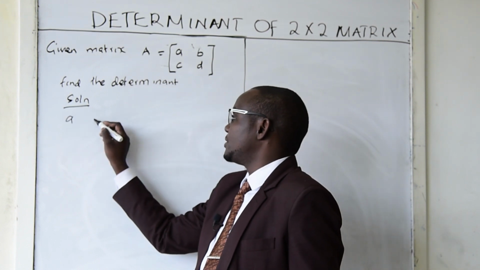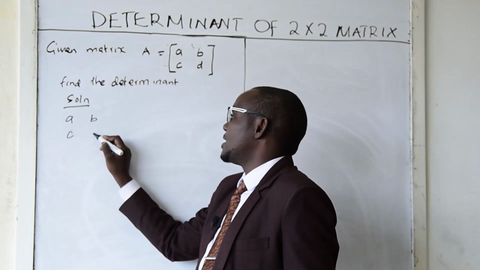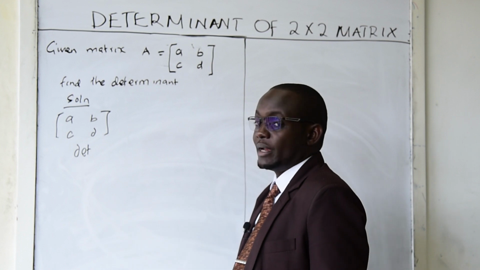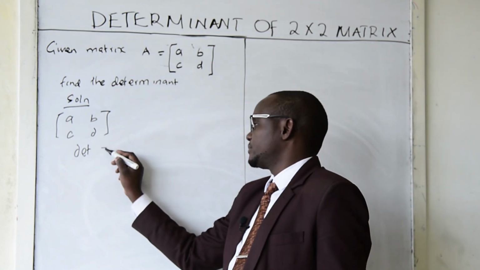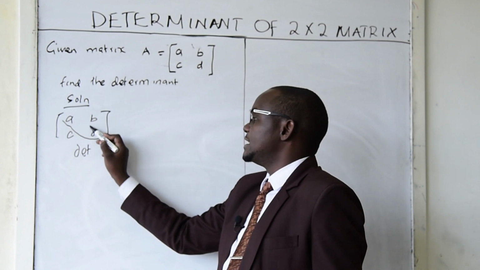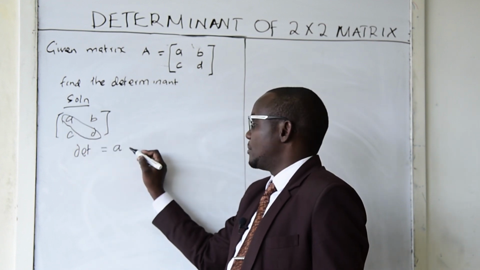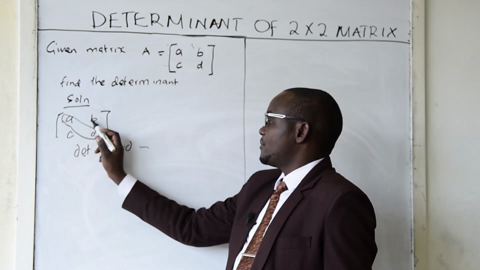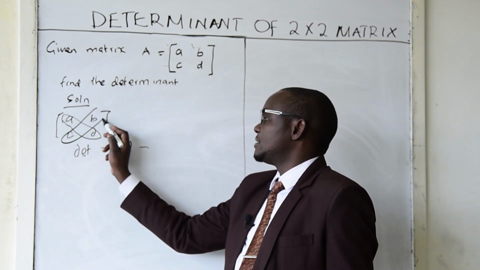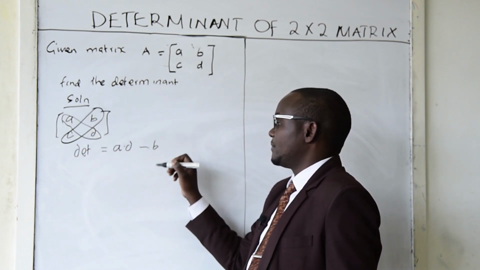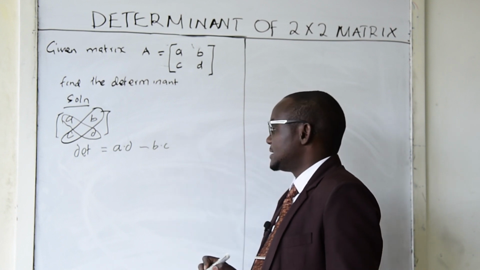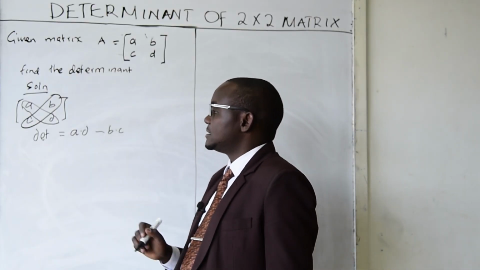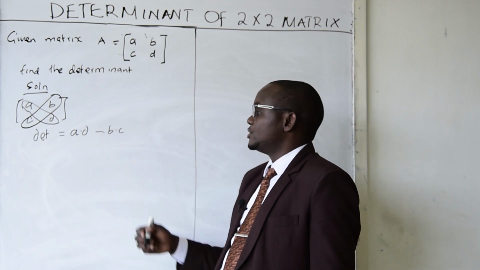This is our matrix A, we have B, C, and D. To find the determinant, which I can denote as det, it is given by: you multiply the elements of the leading diagonal, which is A multiplied by D, then you minus B multiplied by C, the multiplication of the elements of the lagging diagonal. This will give you your determinant.